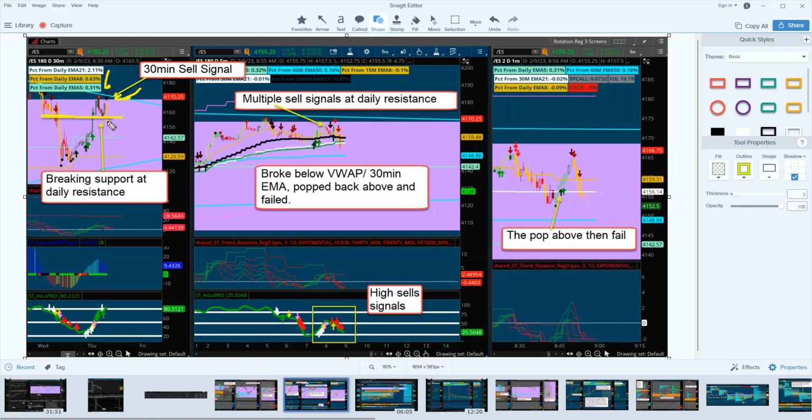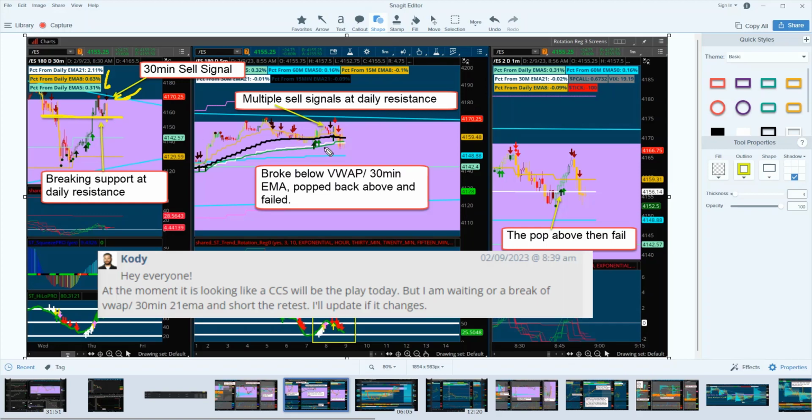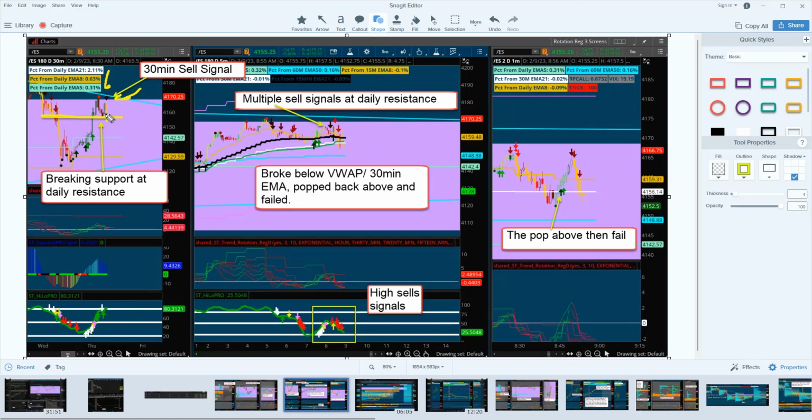And this is when I actually alerted the Small Account Master members. I said, if we get back below VWAP on the 21 EMA, I want to enter short. And we did. So right here, we broke below. So look for that retest and take it back down. So this is the 30-minute time frame, starting to get multiple sell signals up here against daily resistance. It broke below VWAP and then rallied back above, and that's where I mentioned if we break below, we're going to go short. So here is the pop above, and here is the break back below that I mentioned to enter short.